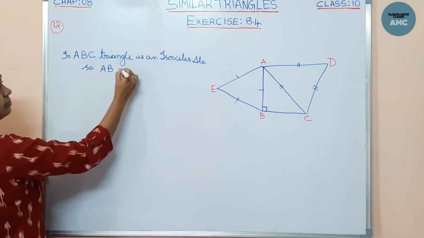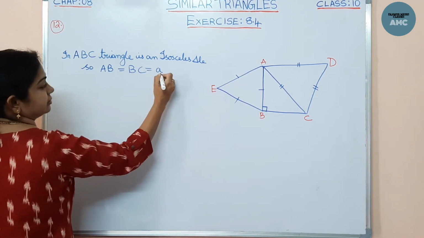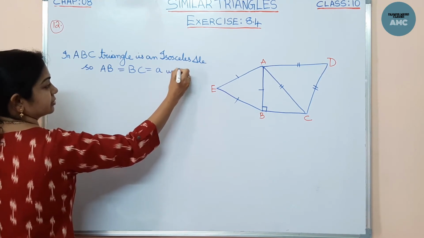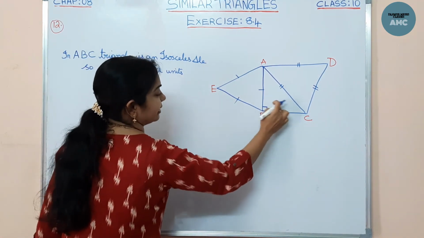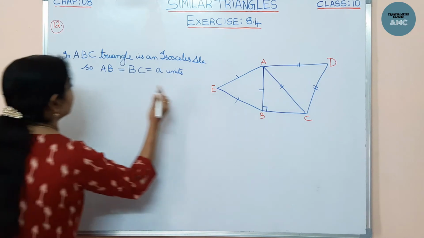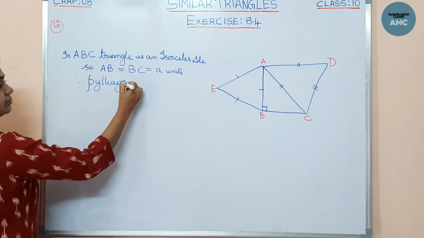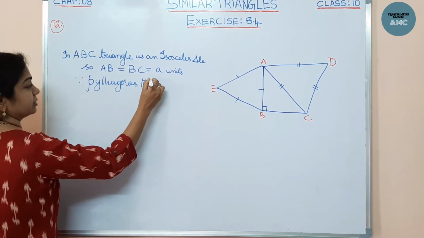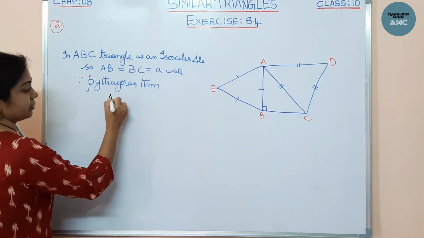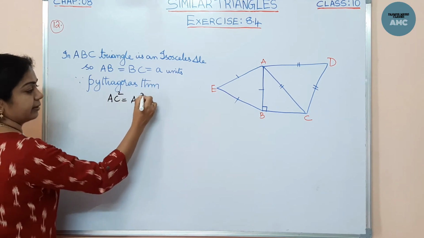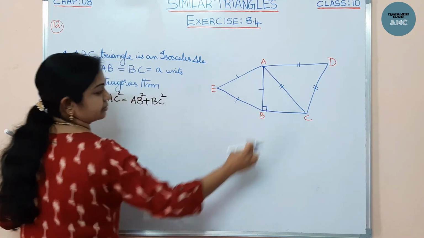So AB is equal to BC is equal to A units, because it is an isosceles triangle. And also we know this is a right angle, so let us apply the Pythagoras theorem. Here, the hypotenuse square AC square is equal to AB square plus BC square.